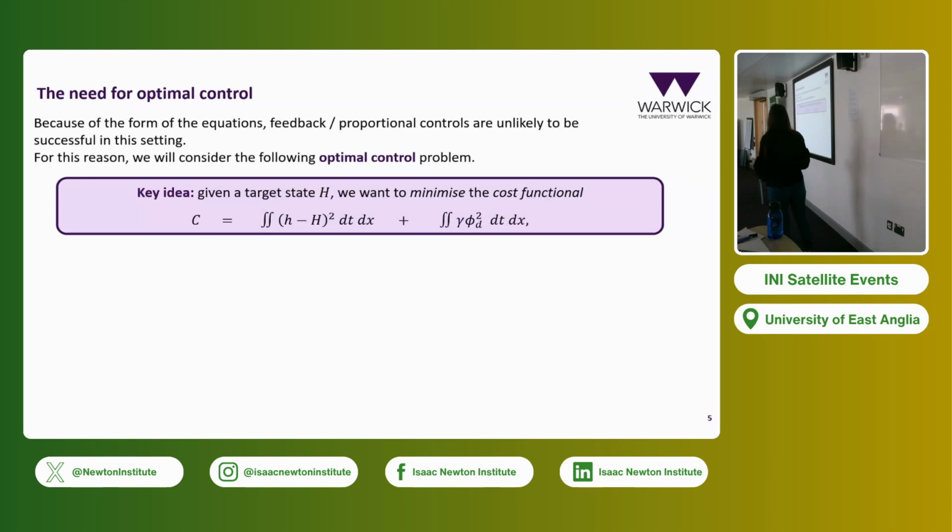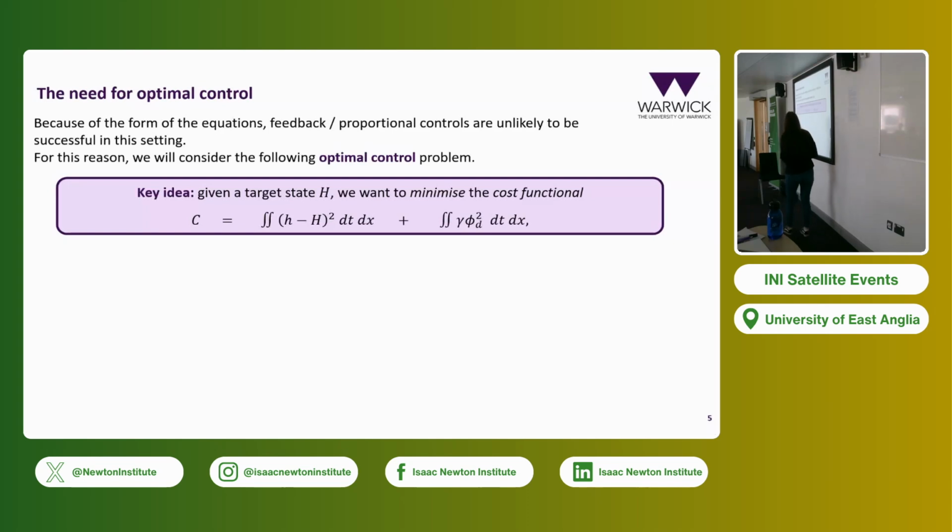The idea is similar to what we did yesterday. We have a target state capital H, and we want to minimize this cost functional, which says exactly the same as before: you want to be as close as possible to capital H for all times, and you also want to minimize the cost of the control, the effort that you're putting into your controls.